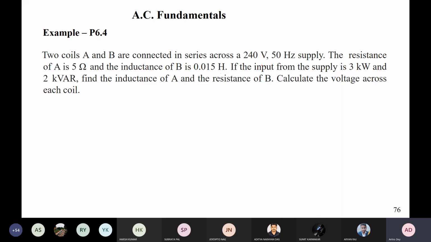And if the input from the supply is 3 kilowatt and 2 kvar, that means here you are given the I square R loss and I square XL, your active power and the reactive power. So let us see how we can solve this. We can draw this like this: this is your RA, this is your XA, I write in terms of XLA or XA, and this is your RB and XB.